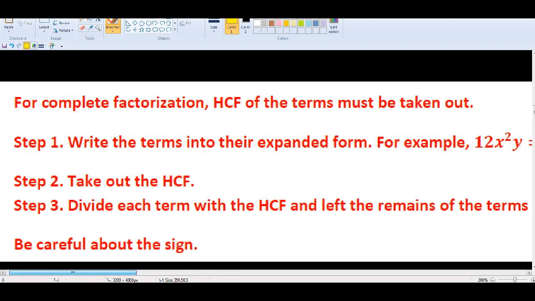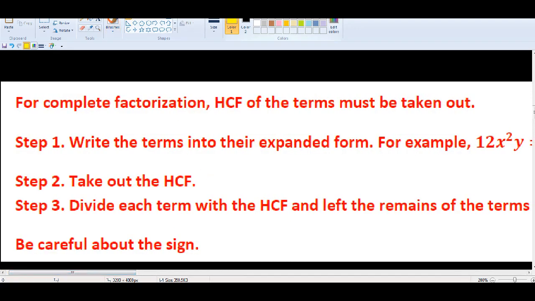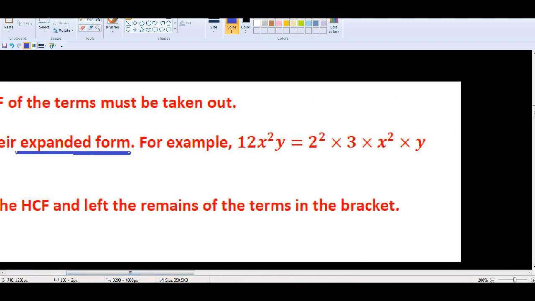To complete factorization, there are a few steps you need to know. The first one: you need to write the terms into their expanded form. Expanded form means if you got 12x squared, you need to rewrite the 12 as 2 squared times 3. Remember you could use your calculator's fact function to expand that. If you don't want to write the multiplication sign, that's okay, but at least you need to write the multiplication sign between 2 squared and 3.